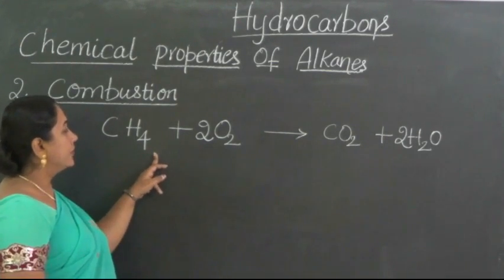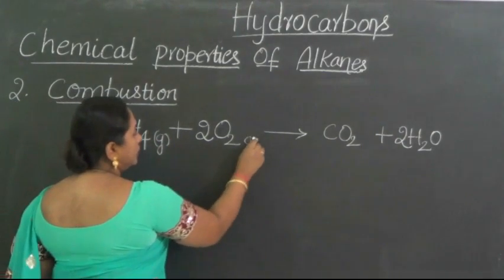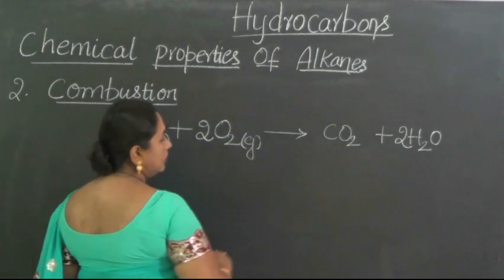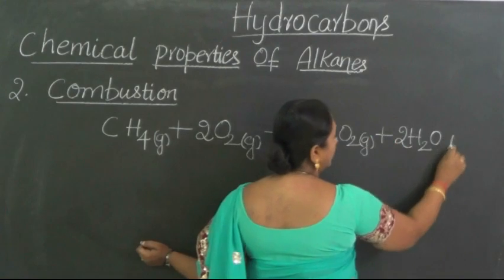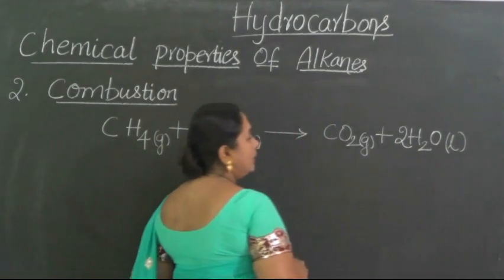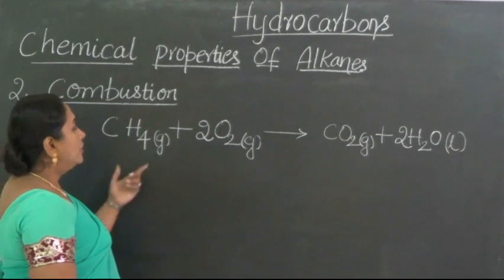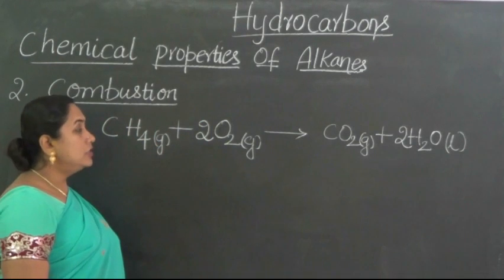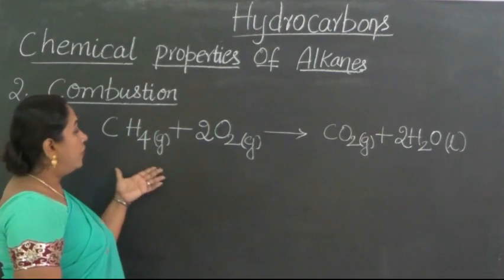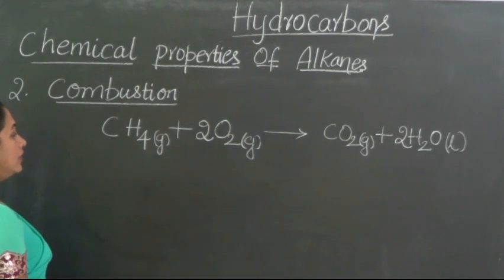Methane gas, when subjected to the process of combustion, will form carbon dioxide gas, liberating the carbon dioxide gas along with formation of H2O. Now, how to write the complete combustion reaction, balanced chemical reaction for the alkanes? We have a simple formula that will help us.